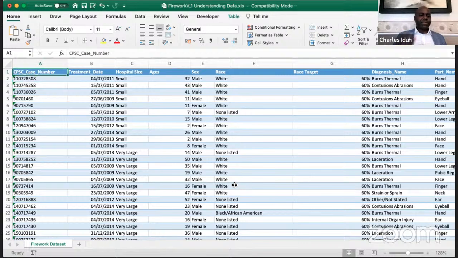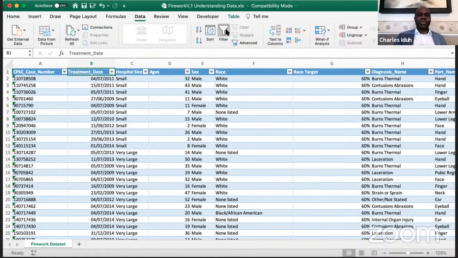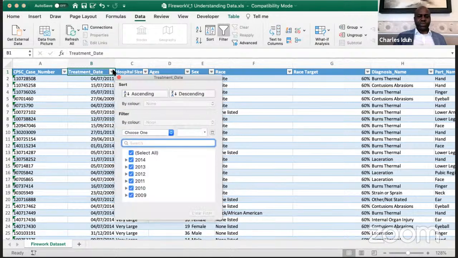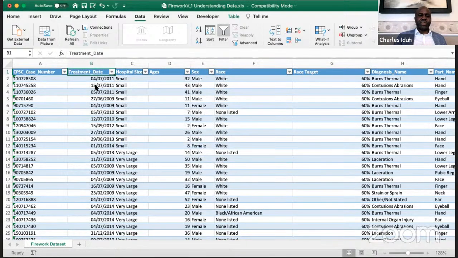So this is talking about a case number, the CPSC case number. This is about a treatment date, and let's see what this date covers. So the date is between 2009 and 2014. Remember we're talking about time. The time is the date. You understand that. Between 2009 and 2014. Okay, good. So let's move on.